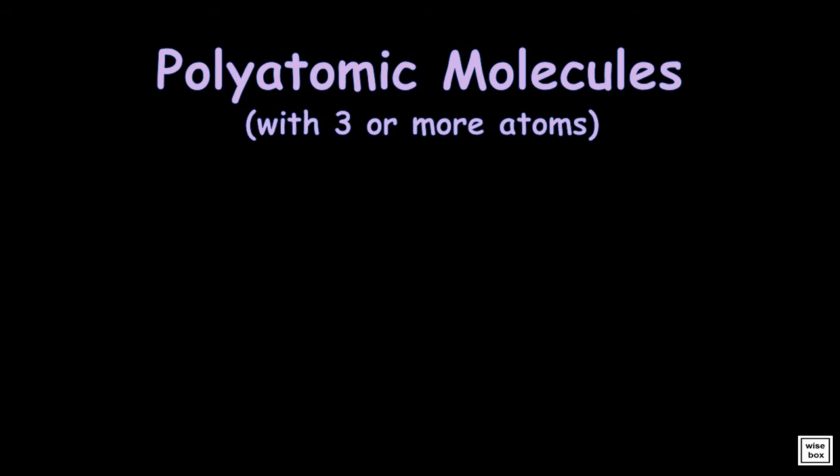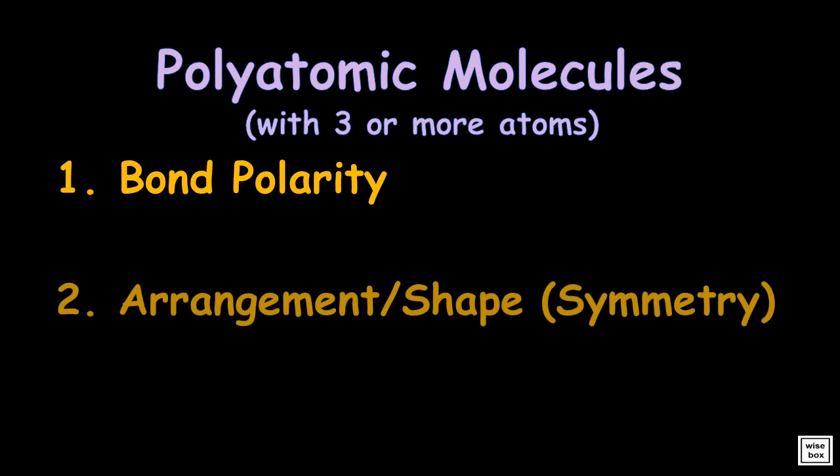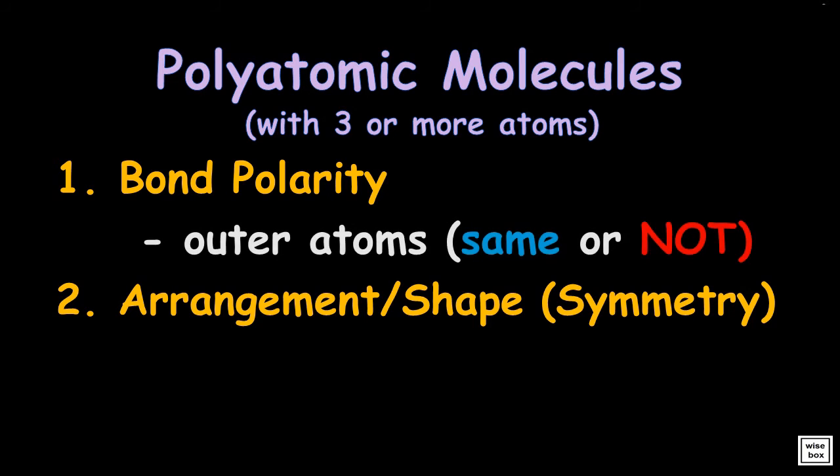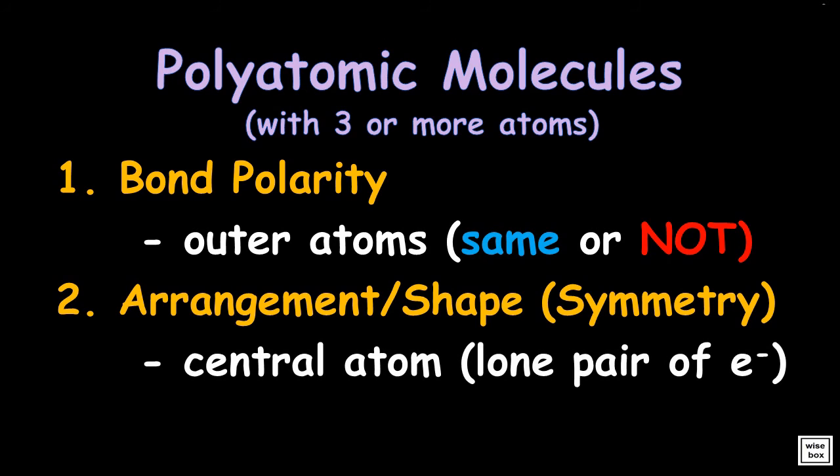For polyatomic molecules, the polarity is dependent on two factors: the bond polarity and the arrangement or shape of the molecules, since we need its symmetry. For the bond polarity, we look at the outer atoms and see if they are the same or not. For the symmetry, we consider the central atom and check if it has a lone pair of electrons.